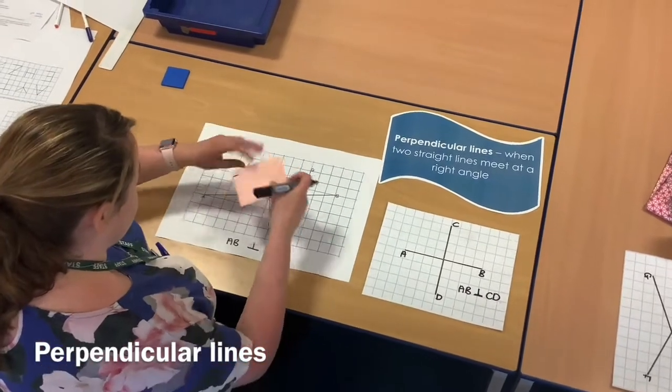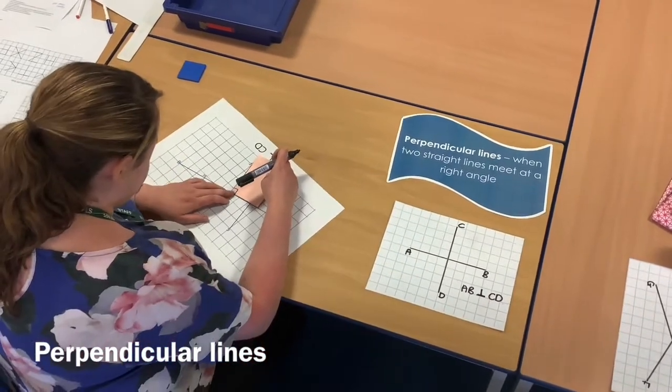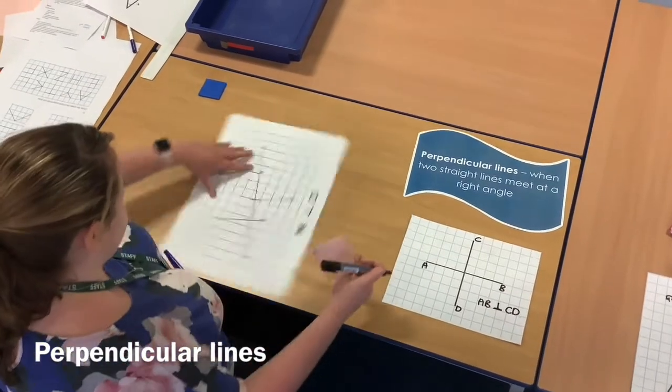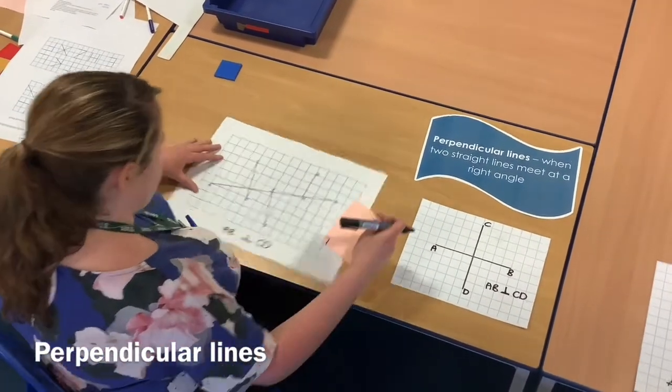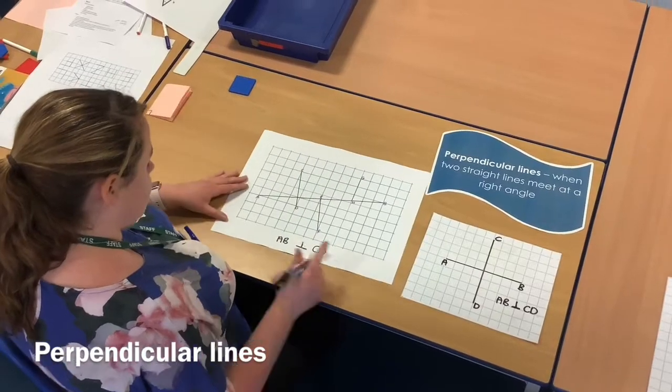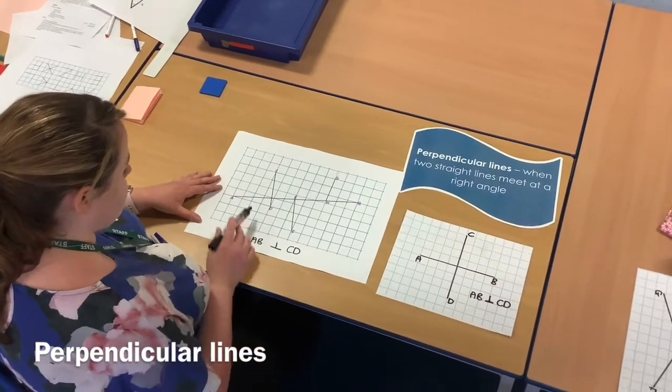I can check the others quickly. That one is not perpendicular and neither is that one. So the line AB is perpendicular to the line CD.